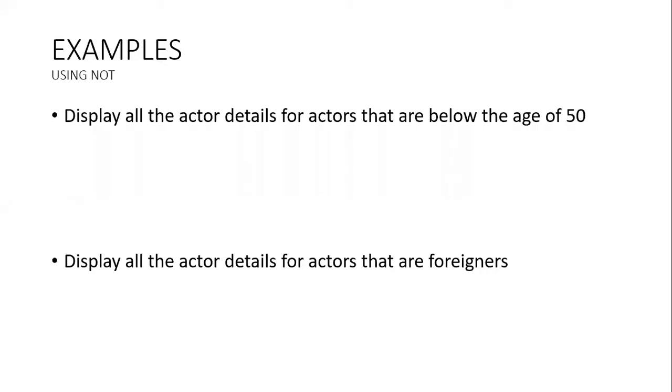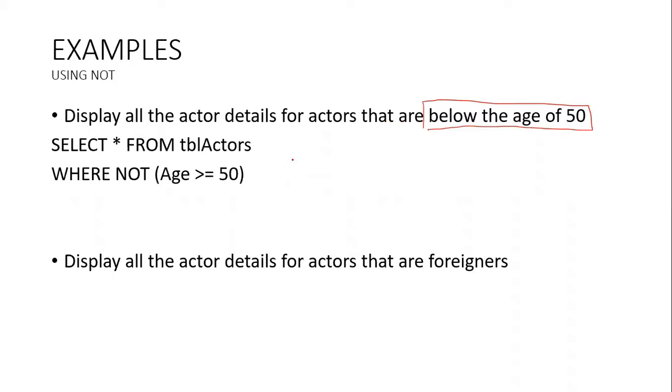Let's look at how you make use of the not operator. In this example, we want to display actor details for actors that are below the age of 50. That is our restriction. If I look at this particular restriction, the age is greater than or equal to 50. Not age greater than or equal to 50 will be the opposite, where we have age less than 50. And that will meet the requirement where the actor's age is below 50.